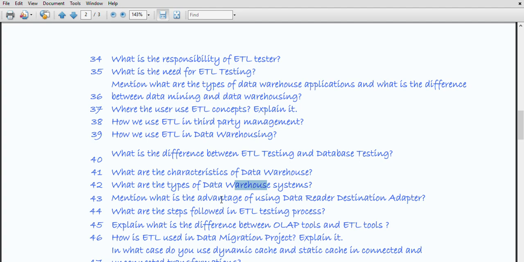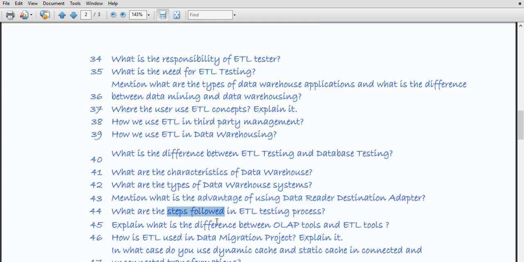Then what is the advantage of using the data reader destination adapter? The advantage is that it populates an ADO record set, which consists of records and columns in memory, and exposes the data from a data flow task by implementing the data reader interface so that other applications can consume the data.